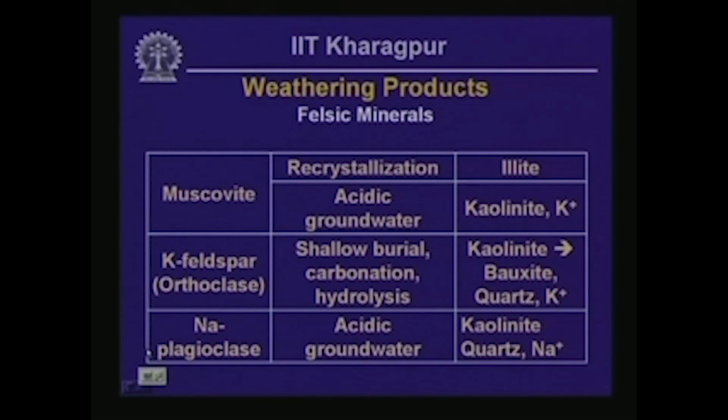Now we look at the weathering products of the nine most abundant rock forming minerals that we considered earlier. Muscovite, for example, because of weathering, can lead to the development of illite clay mineral and kaolinite clay mineral. Potassium feldspar or orthoclase can lead to the development of kaolinite, and in turn bauxite upon leaching, and quartz. Sodium plagioclase can also lead to the development of kaolinite and quartz.